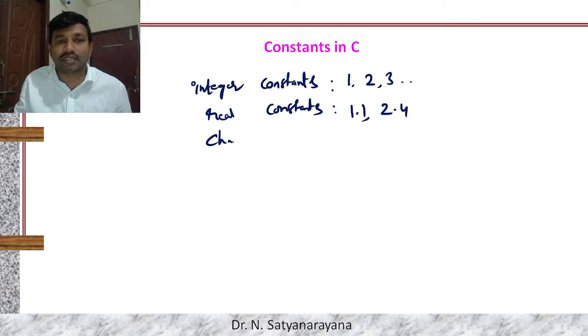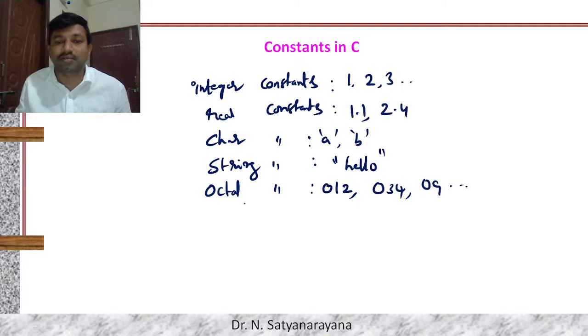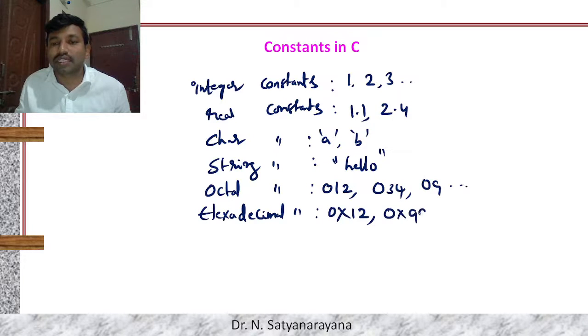Character constants are there. So how do you write? 'A', 'B'. Of course, you have string constants. Within the double quotes, you need to write the string, "hello", like this. In computer programming, we also have octal constants. The numbers which are prefixed with 0, like 034, 09, we say are octal constants. In fact, we also deal with hexadecimal constants. When we talk about the number system, we will experience all these. They are prefixed with 0x, like 0x12, 0x99.